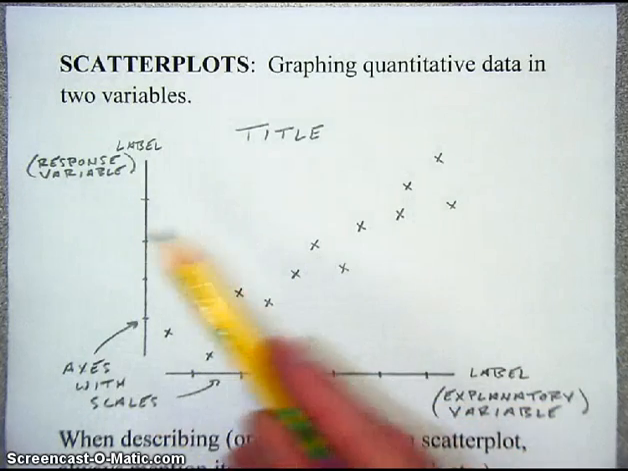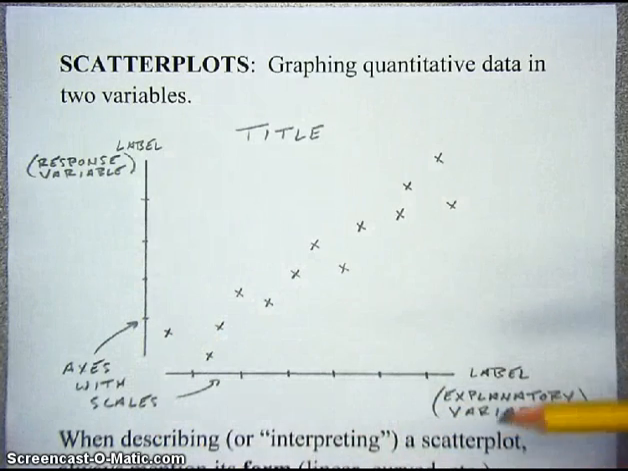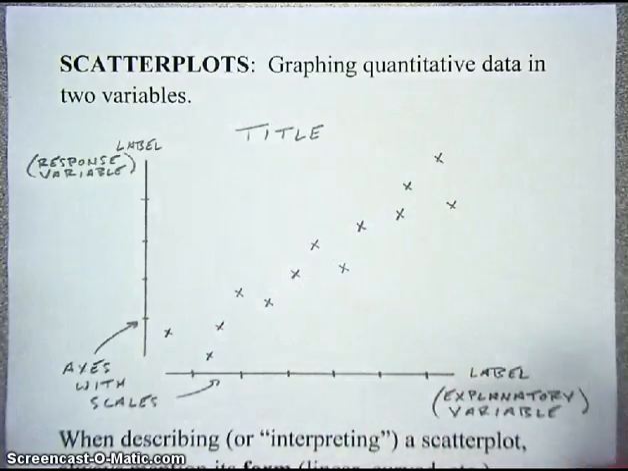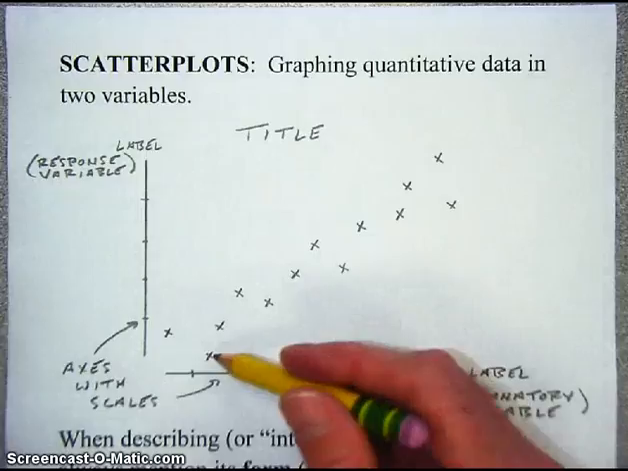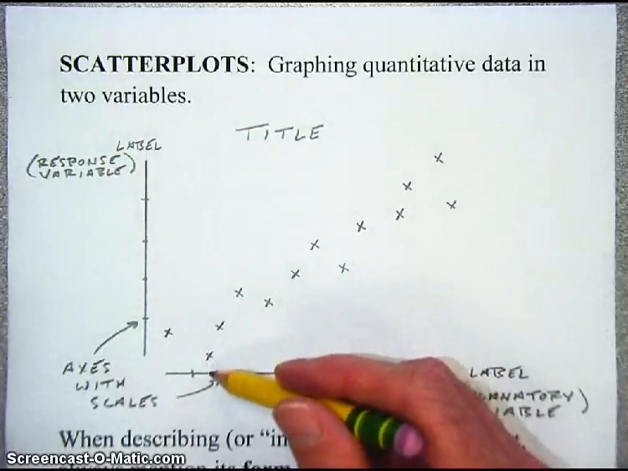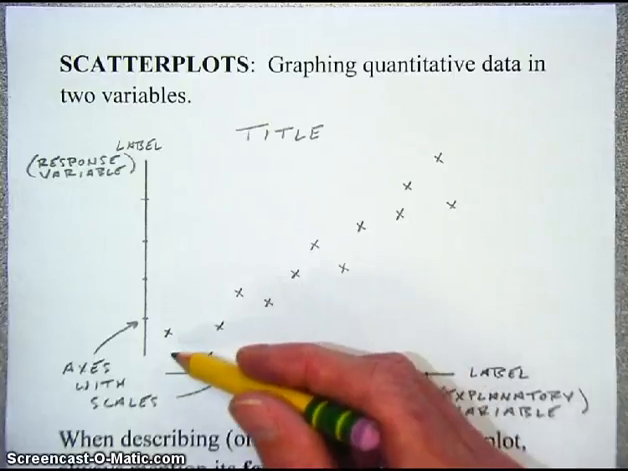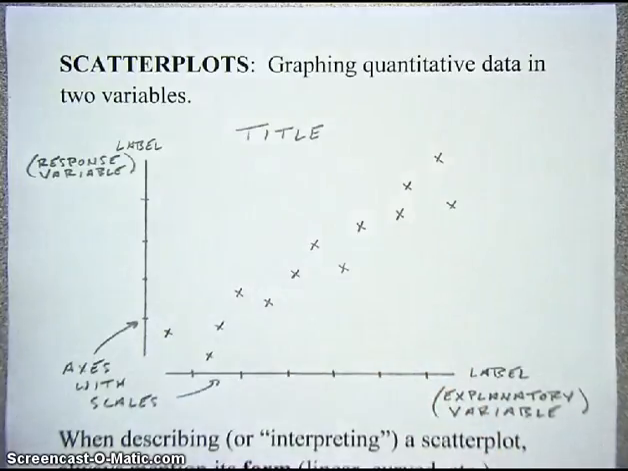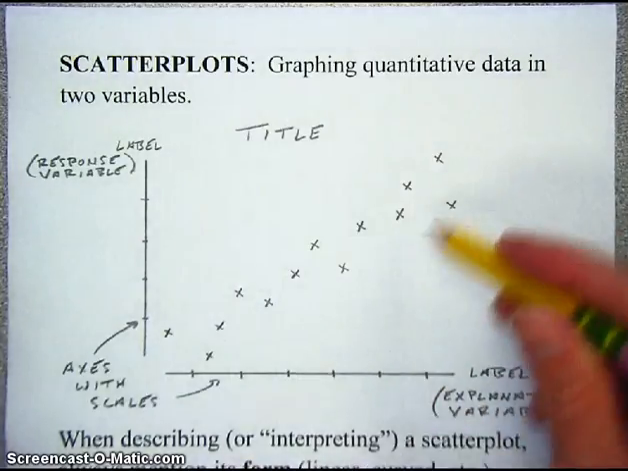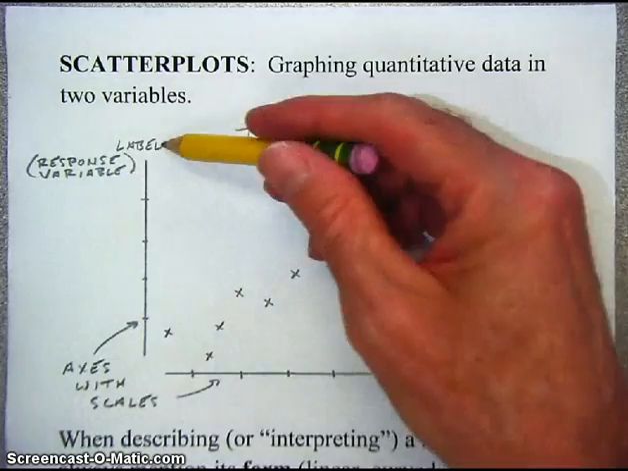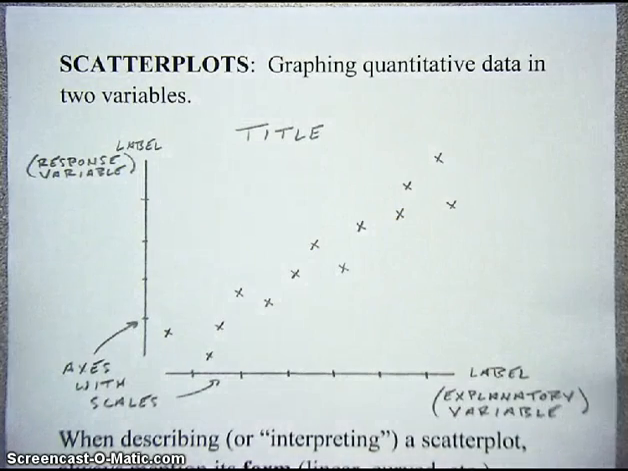Okay, so title, axes with scales and labels, and then in here we put our joint observations on the two variables we have. So for instance, this point right here would correspond to a value for this variable that corresponds to this place on the scale, and for this variable to that place on that scale. And you can plot all of your data points. But you need two values for each observation that you have. You need to have a value for this variable and a value for that variable for each of your observations, or you cannot do this kind of a graph.